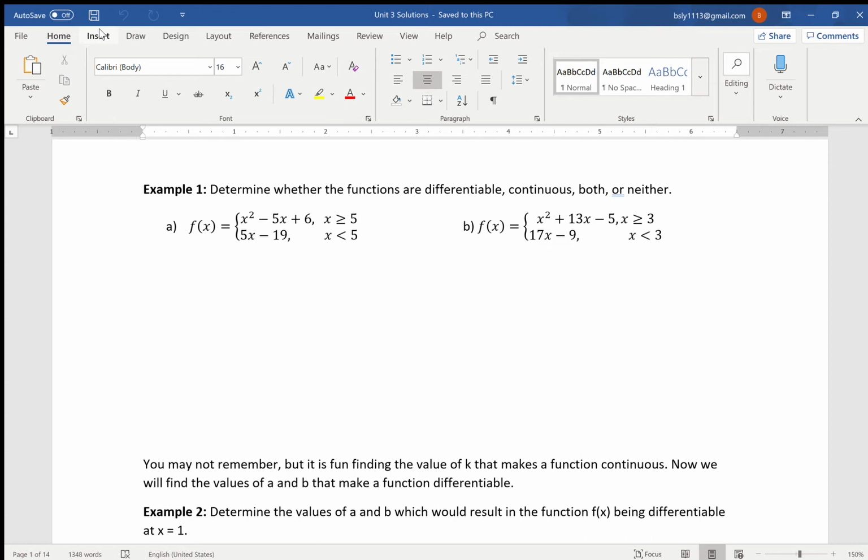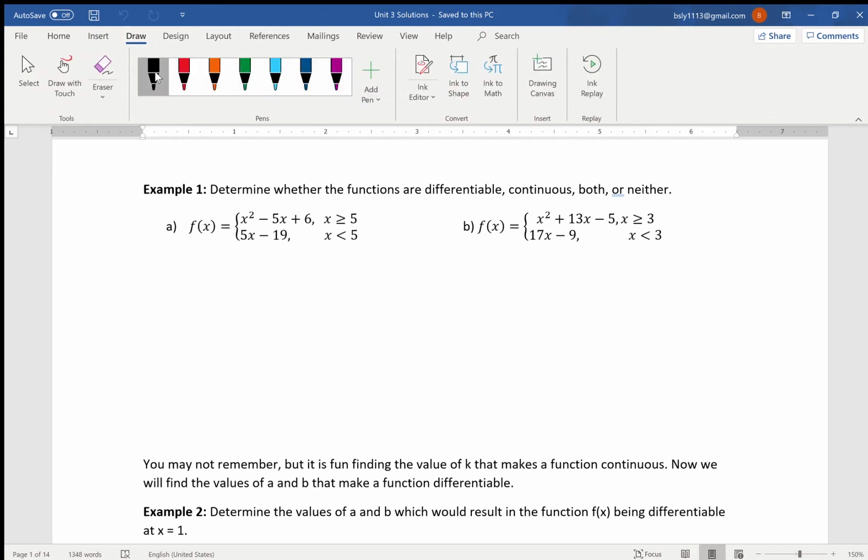First, in order to determine if a function is continuous, differentiable, or neither, the first thing we have to test is continuity. We do that by finding the limit as x approaches 5 from the left of f of x, and setting it equal to the limit as x approaches 5 from the right of f of x. And we should pay attention to the function, because the function says that x is less than 5 for this bottom equation. So that means we have 5 times 5 minus 19. And I put a question mark here, because I don't actually know if they're the same. I need to prove that they're the same or not. So that needs to possibly equal 5 squared minus 5 times 5 plus 6.